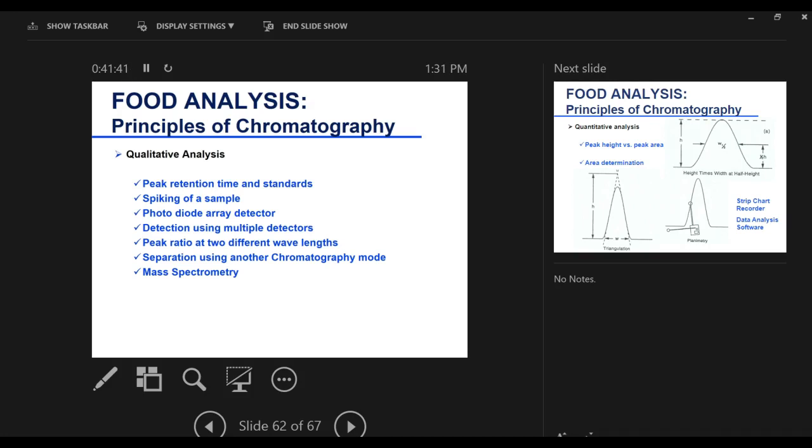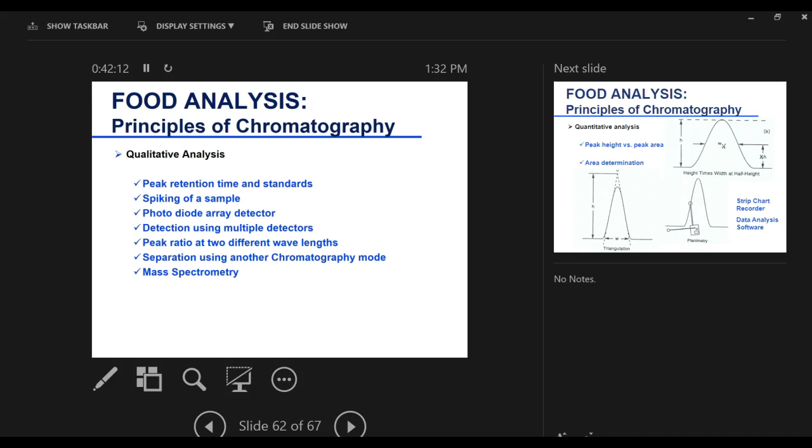Another powerful tool is mass spectrometry, which you'll learn about next week and in lab the week after. So here you look at not only retention time and standards, you can also get molecular weight and fragments. When you fragment your sample, depending on the ionization source, you can start having identification patterns: what this compound is made up of, and also what the molecular weight is, which is another powerful tool of identification.